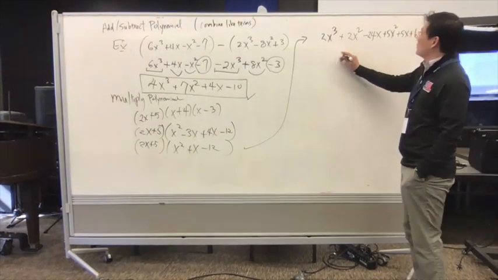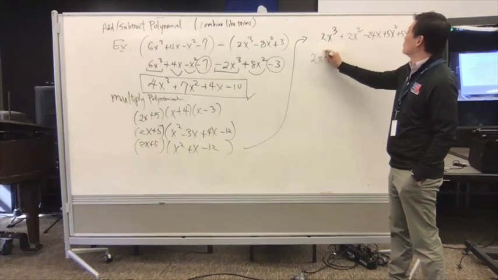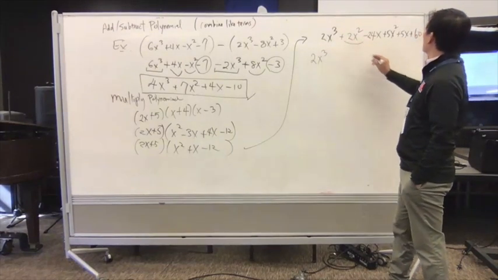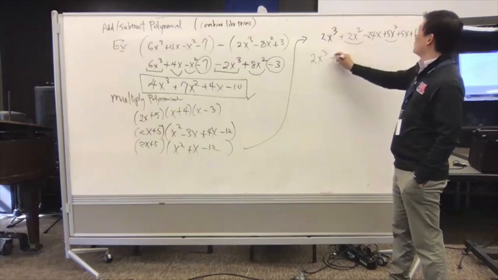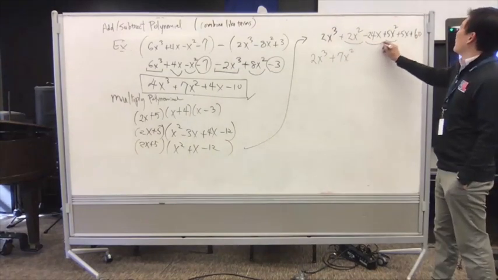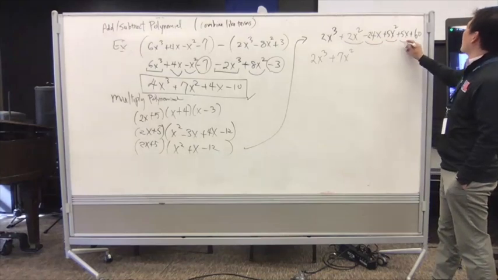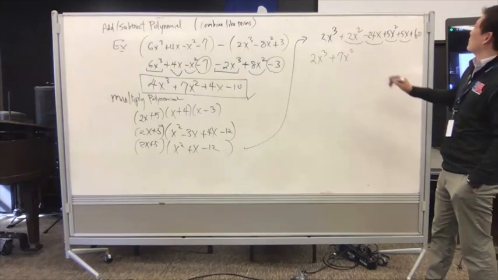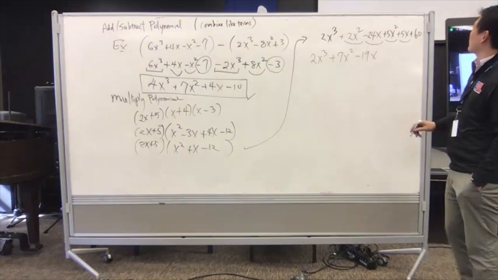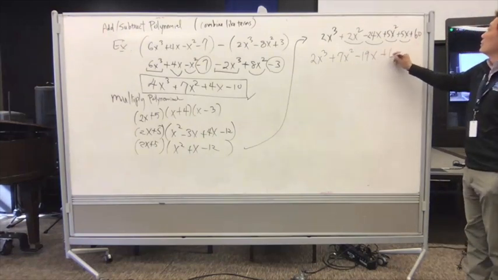Okay, combine my terms. I got 2x cubed. That's only one. We got 2x squared and 5x squared, so we got 7x squared. I have minus 24x and plus 5x. What do I have? Minus 19x. And then plus 60.